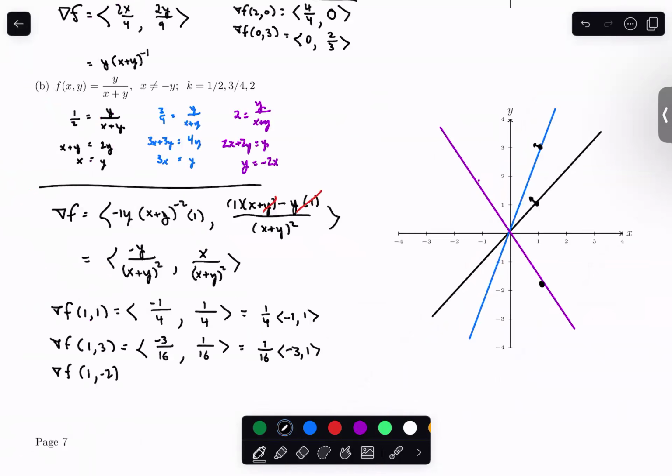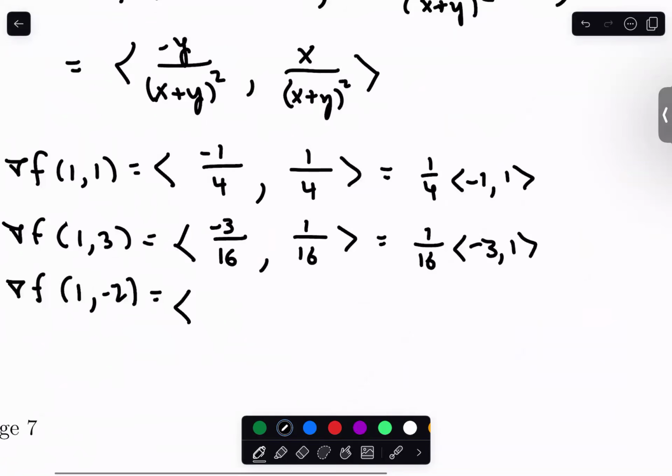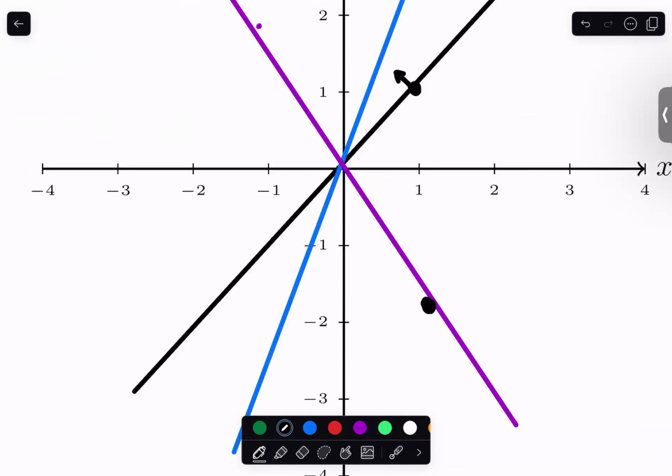Last one here. So when I plug in 1 everywhere I see an x and negative 2 everywhere I see a y, we're going to have 2 here. And this is going to be, 1 plus negative 2 would be negative 1. Square that, we get 1. And then here we're going to have 1 divided by 1 squared. So this is going to be the vector (2, 1). So to the right and up, not scaled down at all. To the right and up, something like this.